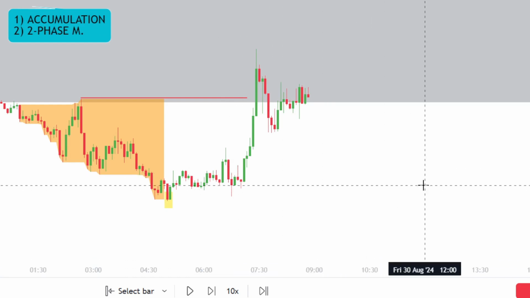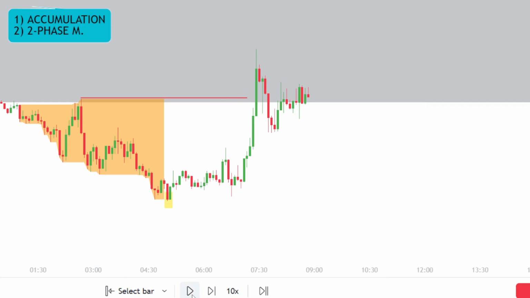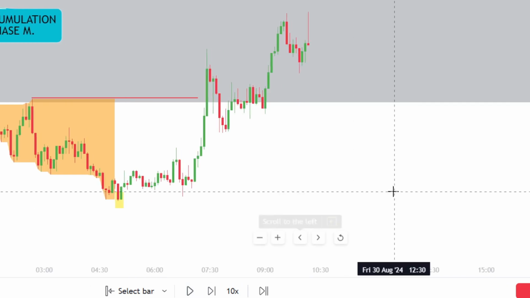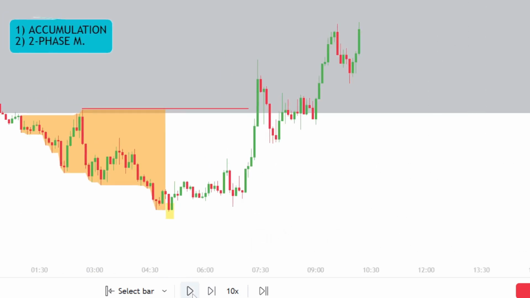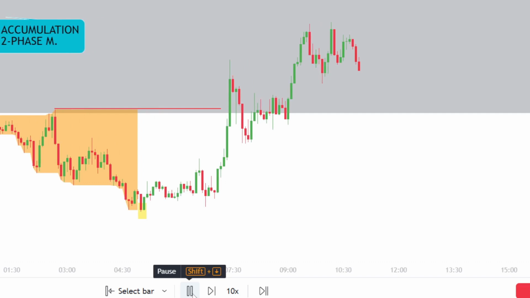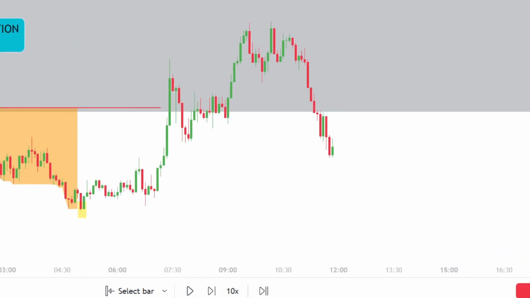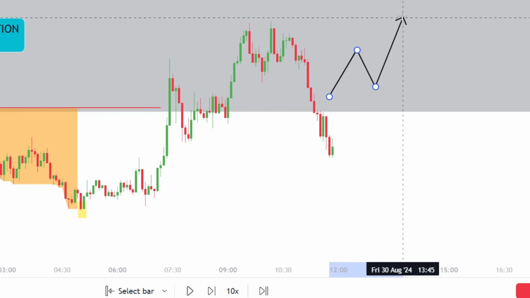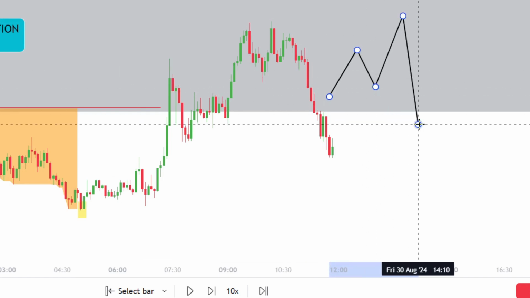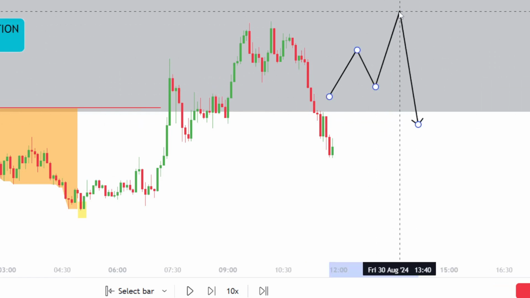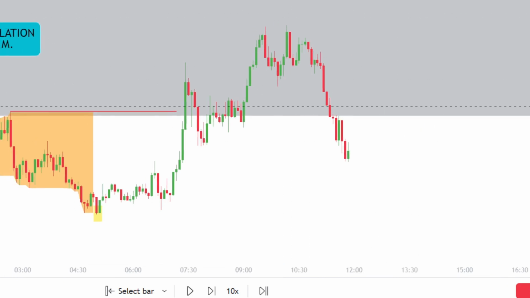In order for us to get our second phase manipulation, we must identify a clear Judas swing in the market. A clear Judas swing essentially is something that breaks structure and leaves a fair value gap. And this is what we're going to be analyzing now. In very simple terms, we want to see price go up like this, create a structural low, and then break like this. So we're looking for the Judas swing to break structure, which it has.